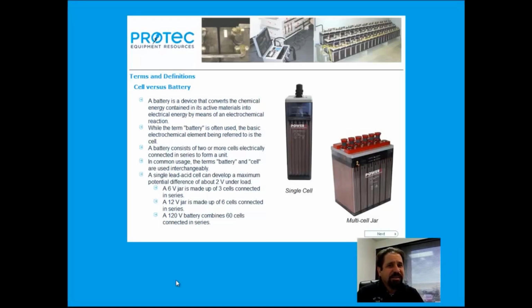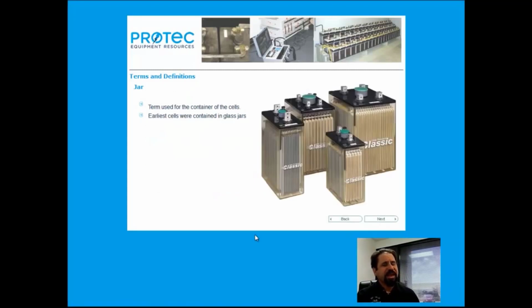A single lead-acid cell can deliver a maximum potential difference of about 2 volts under load. Therefore, a 6-volt jar is made up of 3 cells connected in series. A 12-volt jar is made up of 6 cells connected in series, and a 120-volt battery combines 60 cells all connected in series. Now, a jar is a term that refers to the container in which the cells are housed. The earliest cells were contained in glass jars.